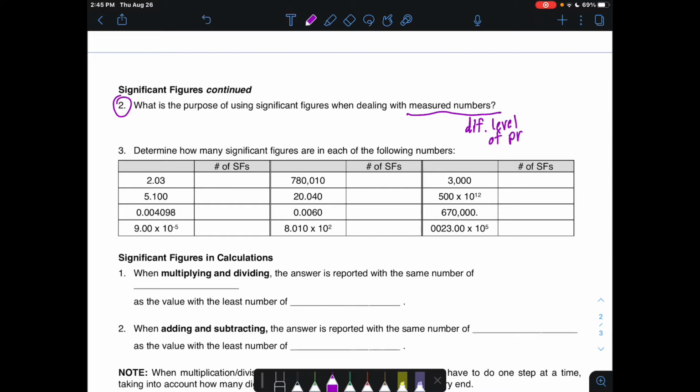Is it between different types of balances or different types of rulers or other measuring tools? They all have different levels of precision. So the purpose of using sig figs in these measured numbers is that they identify the level of precision. Of course, in measuring things, 8 centimeters is going to be less precise than 8.00 centimeters.